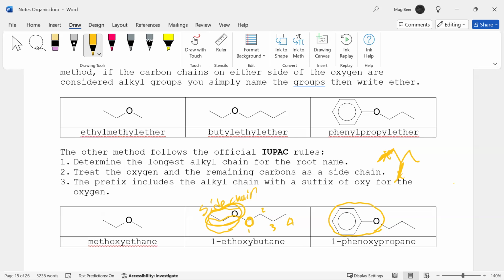Is there another name we could have given this? What if we said this was the side chain and the main chain was the benzene? That's it. Propoxybenzene. Yeah. Prop meaning the 3 carbons, oxy meaning the oxygen connecting the 2 pieces to the benzene.